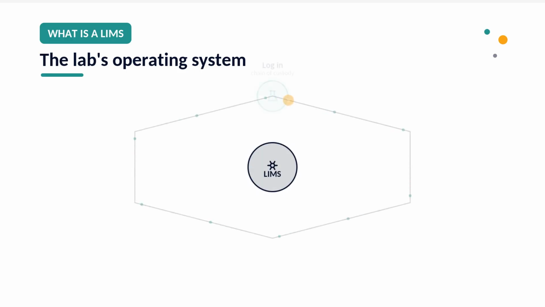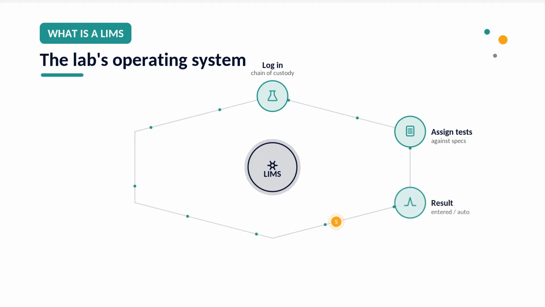Think of a single sample's journey. It's logged in with a full chain of custody from the moment it arrives. Tests are assigned against defined specifications. Results are entered or flow straight in from the instruments. A second person reviews, QA approves. The result is reported and released.